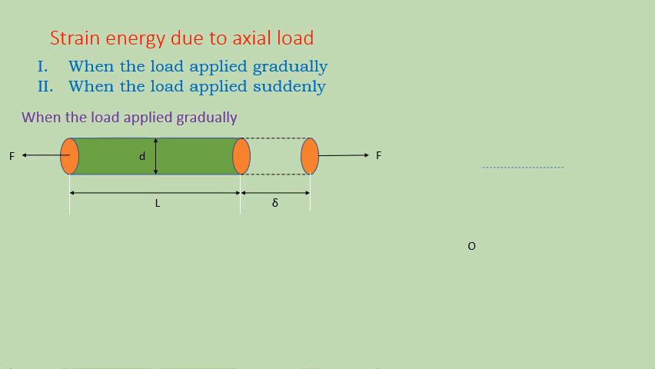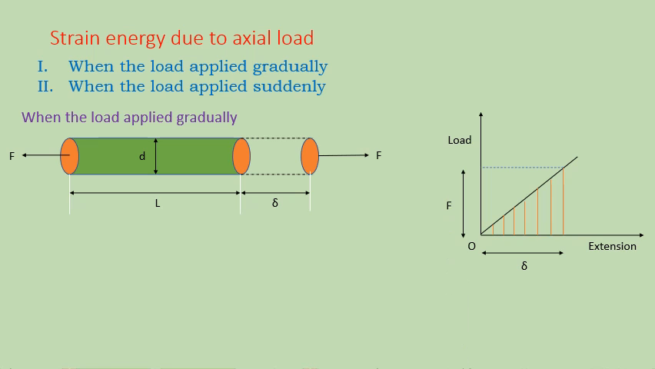So in the next diagram, the vertical line represent the axial load or load, and the horizontal line represent the corresponding extension of the bar. So the diagram will be straight line up to the elastic limit. Since we are applying the load gradually from 0 to till its elastic limit, so there is a straight line. So area under this straight line represent the amount of work done.